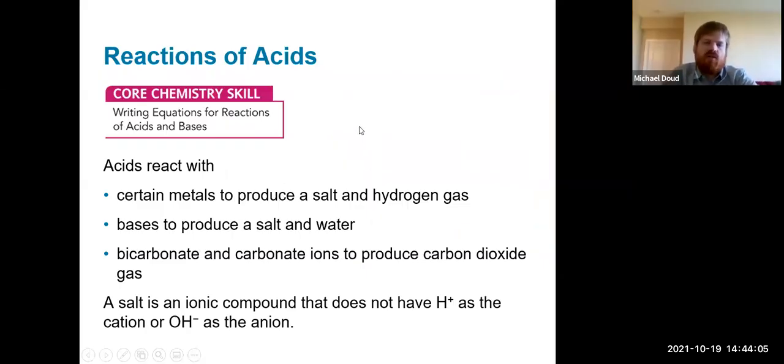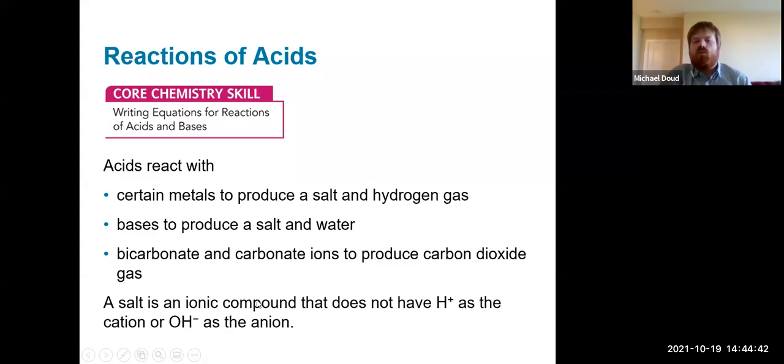Okay, but first let's go ahead and talk about some of these reactions in general before we get into the specifics of it. So we've seen in lab that acids will react with certain metals to bubble and produce hydrogen gas. For example, we put zinc in HCl, I believe it was, and we saw bubbles form. We know that acids react with bases and they produce a salt and water. We saw that in lab. And then finally, acids will react with bicarbonate and carbonate ions to produce carbon dioxide gas.